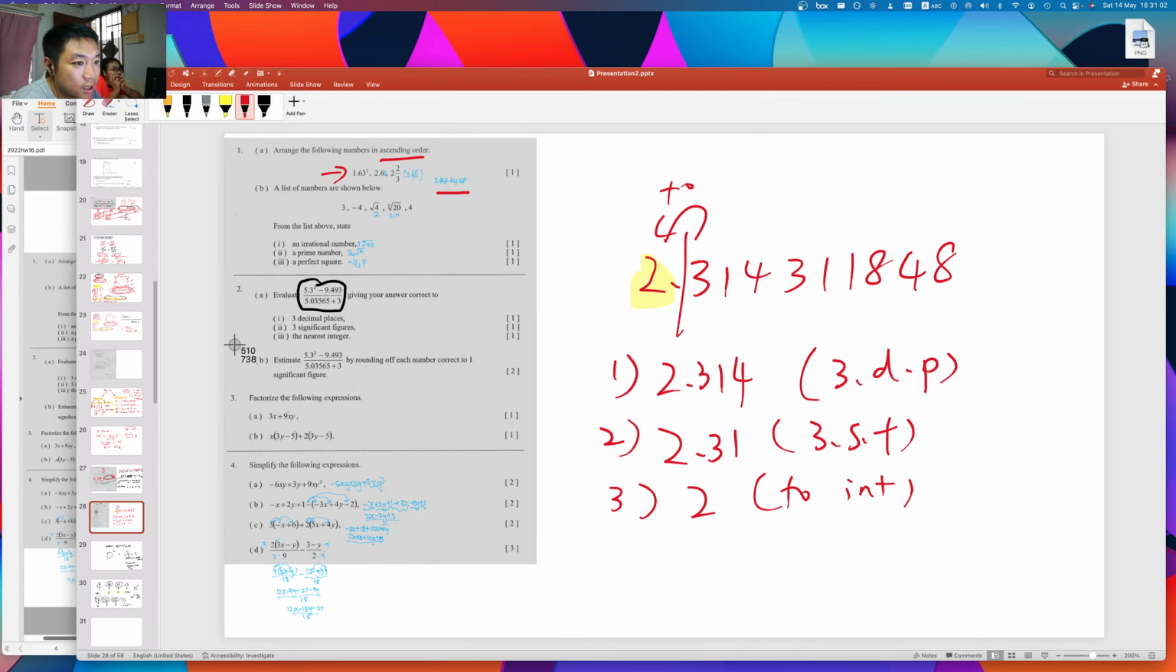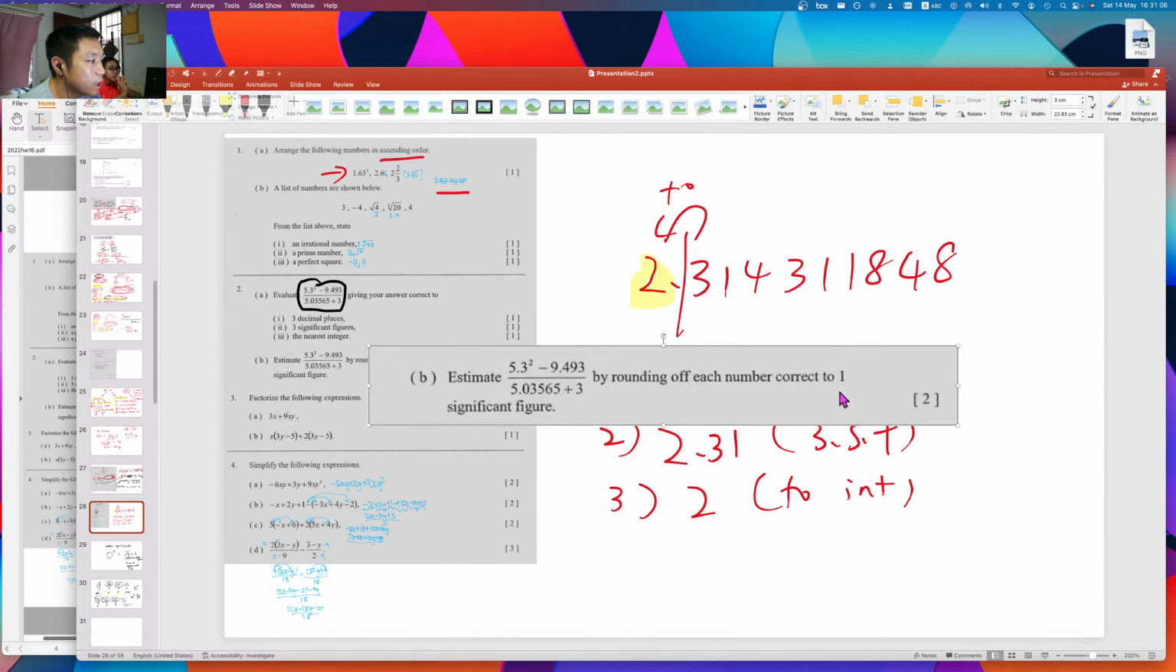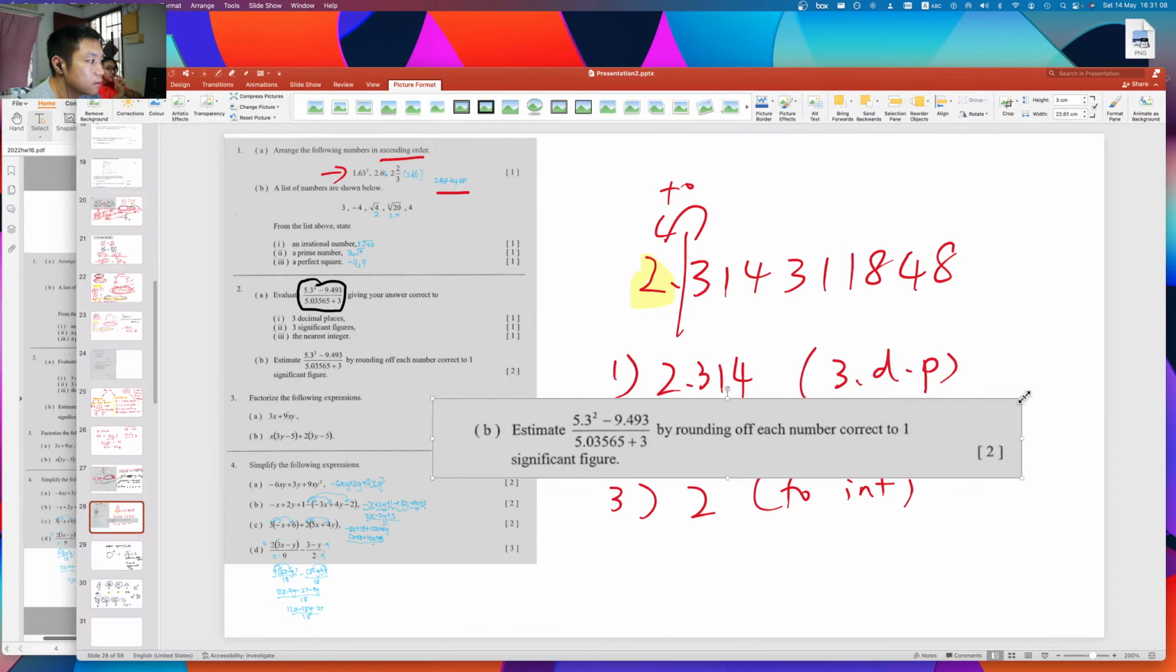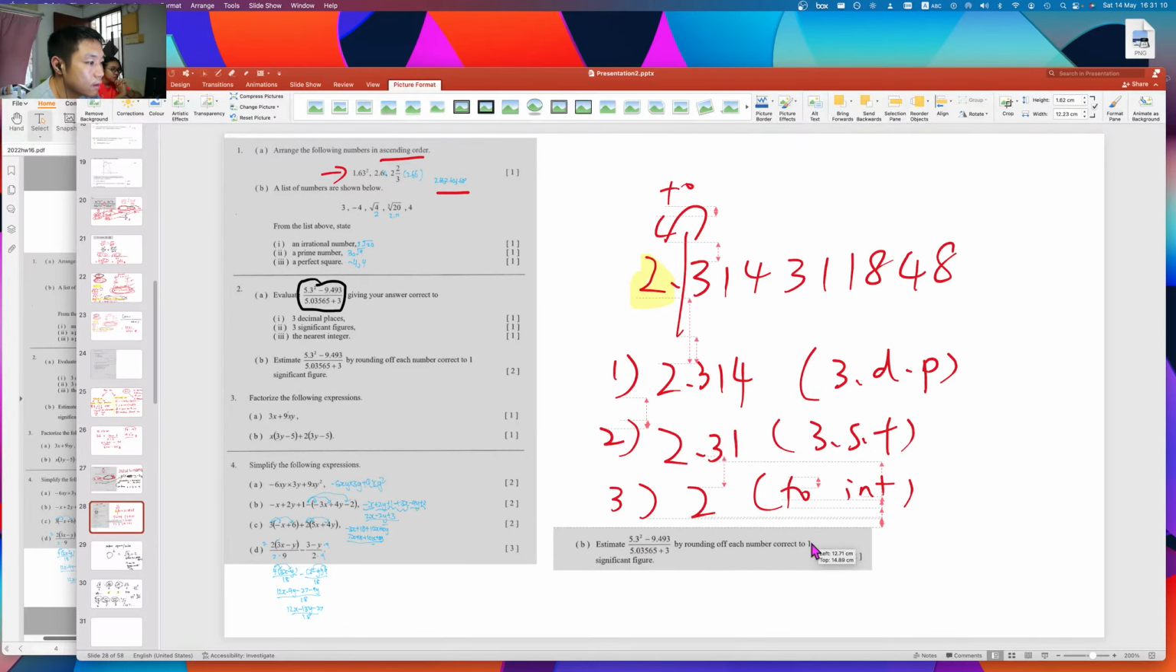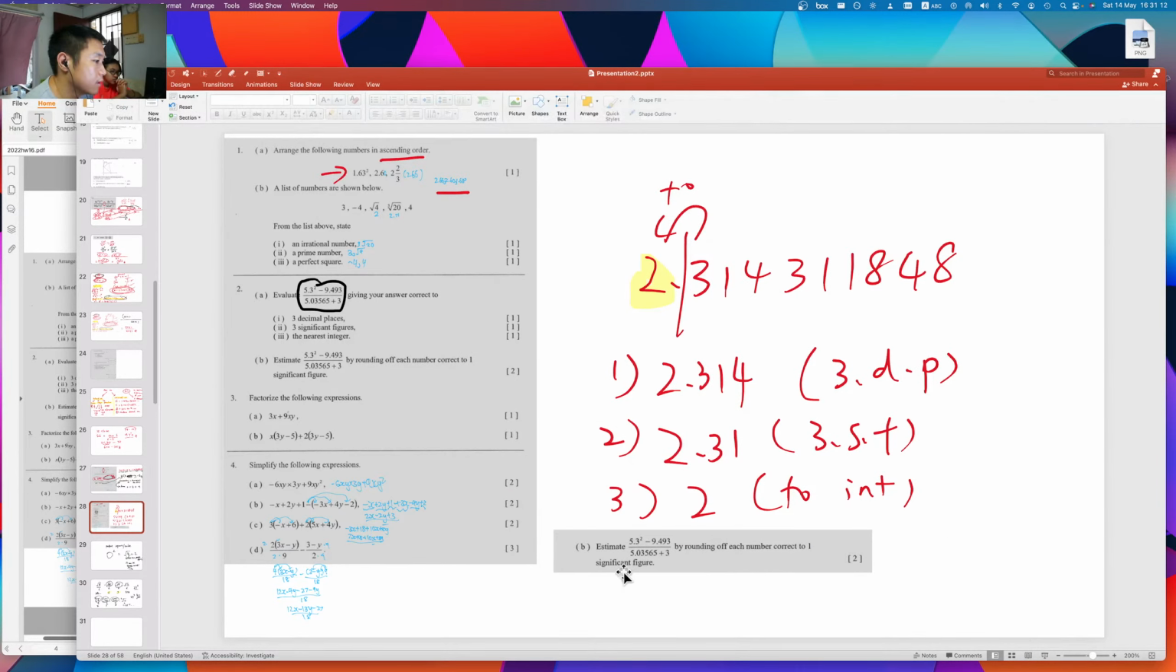This question is slightly different from the question just now. I will tell you how they are different. They ask you to estimate, right? Can you see? Estimate, right? But before the estimation, you need to round off each number. So how many numbers you have? Can you see that you have this number, this number, this number, and this number? 4 numbers, right? They ask you to round each number to one significant figure.